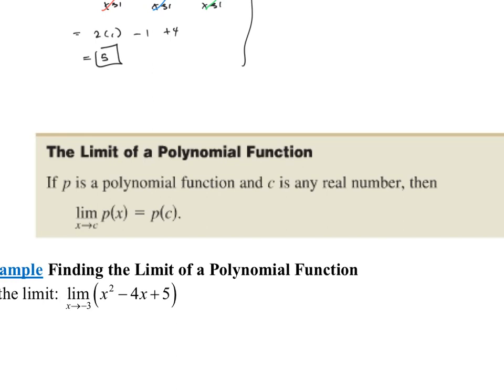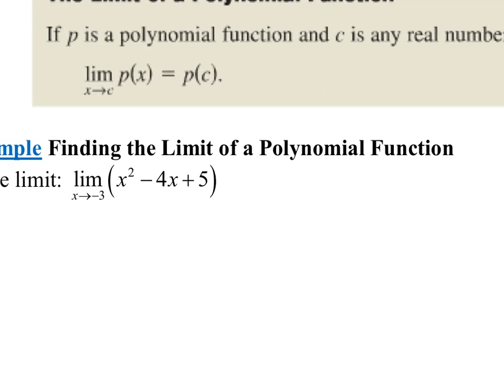So if I look at the next function, it says the limit as x approaches -3 of x squared minus 4x plus 5. Well, x squared minus 4x plus 5, that's a quadratic, because it's degree 2, but a quadratic is a polynomial function. And the beauty of the previous problem is it says, look, as long as it's a polynomial, all you have to do is plug in that number.